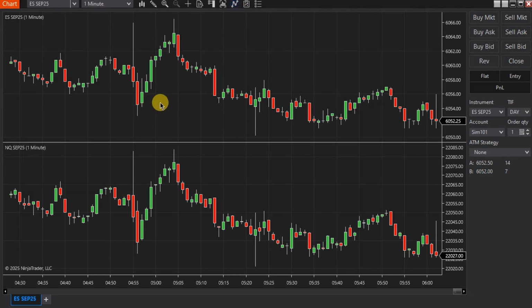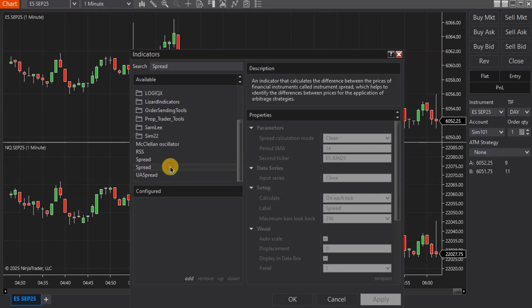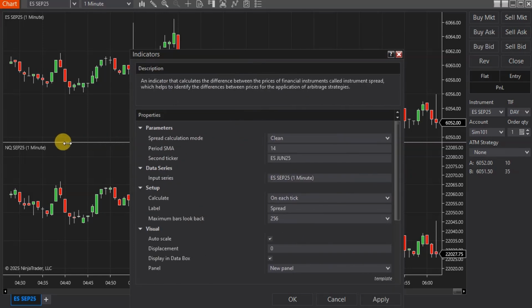The spread indicator tracks the price difference between two financial instruments, providing insights into market imbalances and supporting the development of arbitrage strategies. You can choose the calculation mode clean, which shows the direct price difference, or normalized, which applies a coefficient based on a simple moving average, SMA, allowing for more appropriate comparisons.